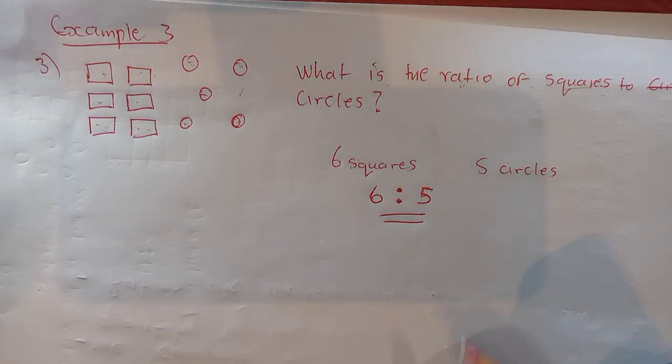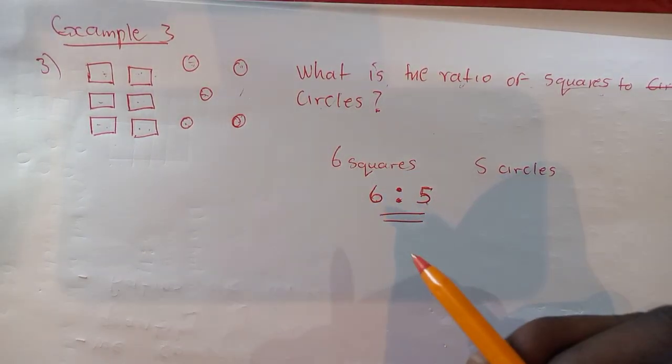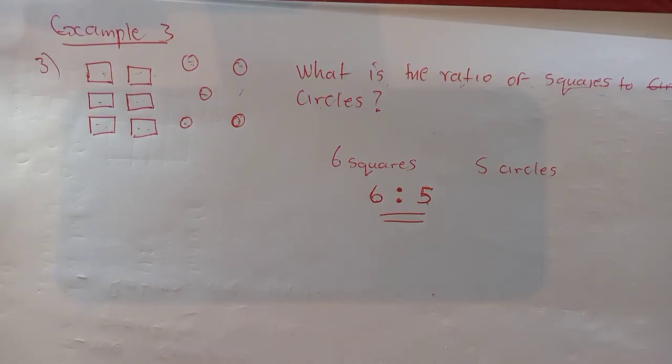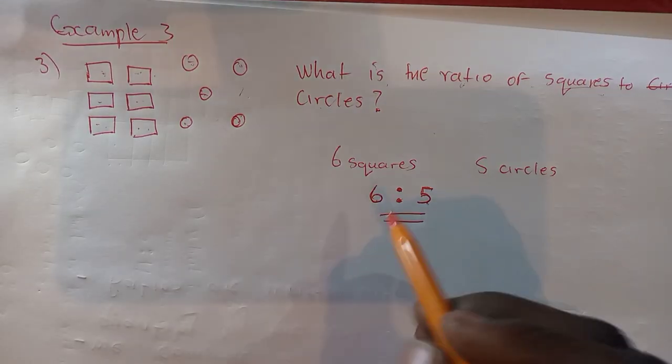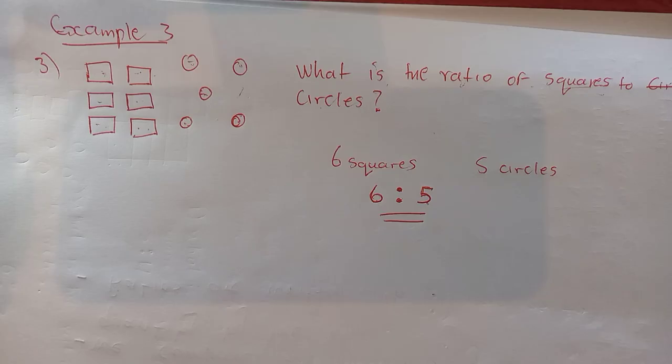Do we have any number that can go into 6 and 5 without leaving any remainder? No. So we just leave it at this stage. The ratio of squares to circles is 6 to 5. Let's look at another example.